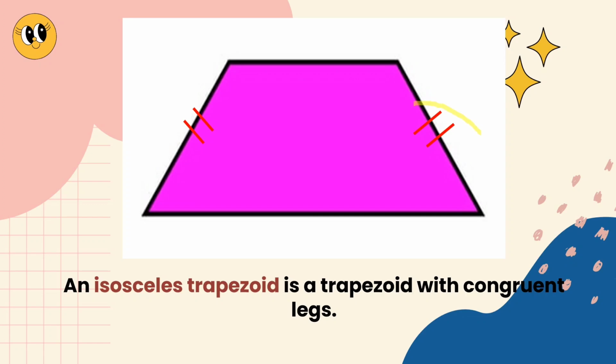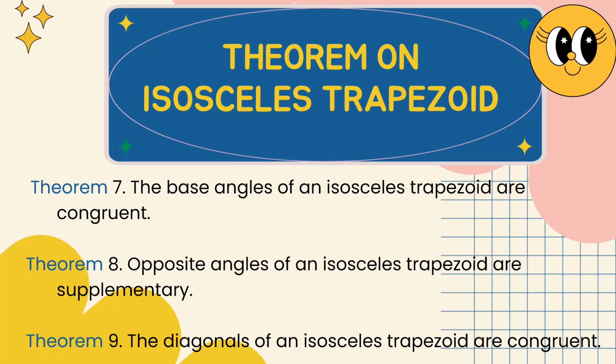So we have here similar markings to indicate that the legs of our trapezoid are congruent. Then we have the theorems on isosceles trapezoid. The first theorem, or theorem number 7: the base angles of an isosceles trapezoid are congruent. Next, theorem number 8: opposite angles of an isosceles trapezoid are supplementary. Next, theorem number 9: the diagonals of an isosceles trapezoid are congruent.